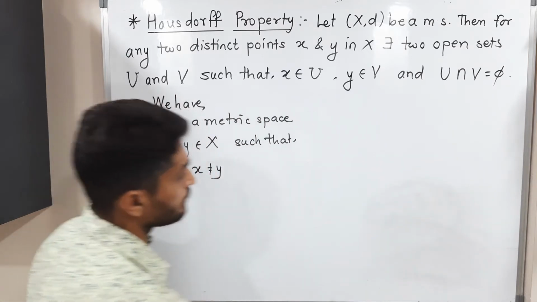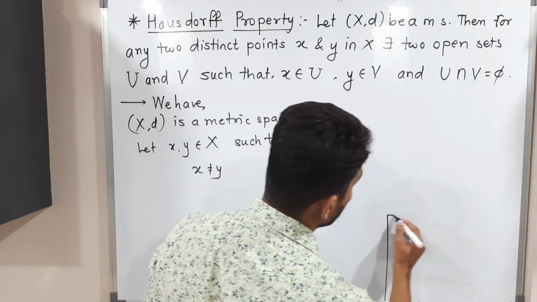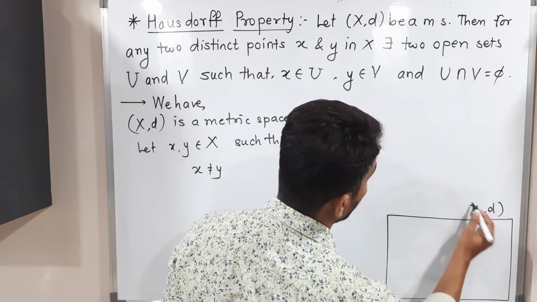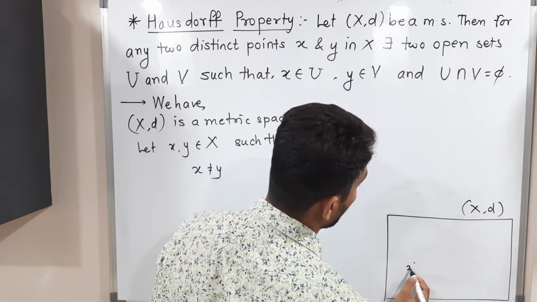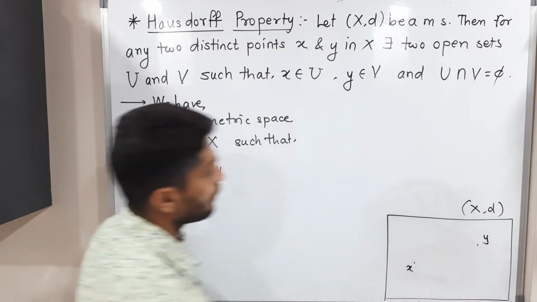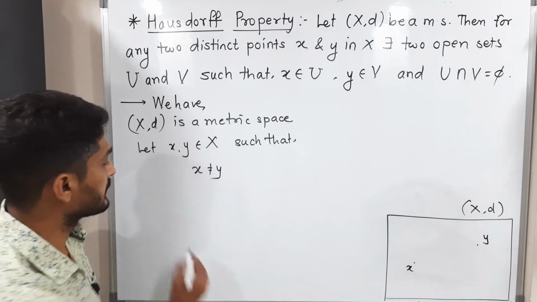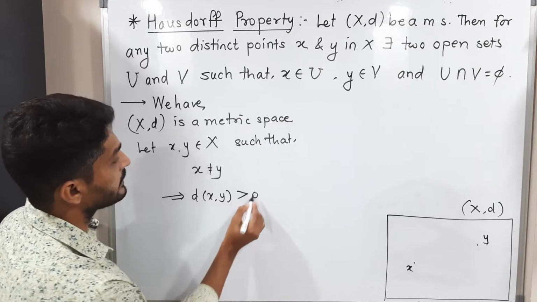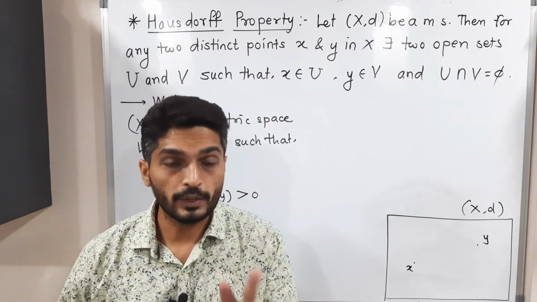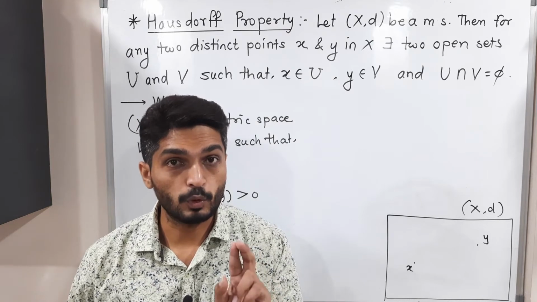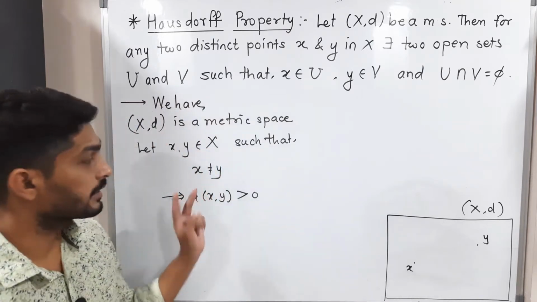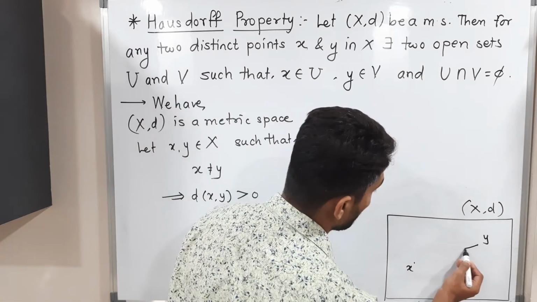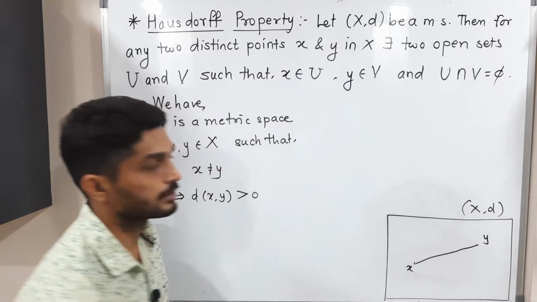So if you have two distinct points, I am drawing the metric space (X, d) again. Suppose we have X here and we have Y here. Two distinct points. That means the distance between X and Y is greater than 0. You know that if two points are the same, then the distance between them is 0. But if two points are different, the distance is obviously greater than 0. That means there is some non-zero distance between X and Y.